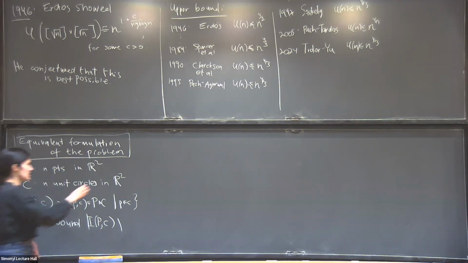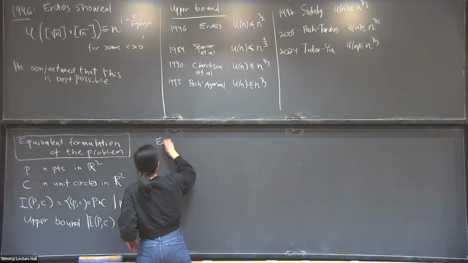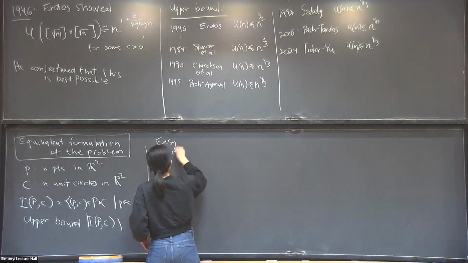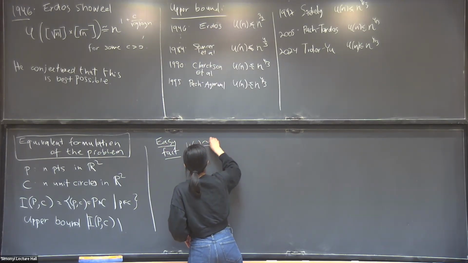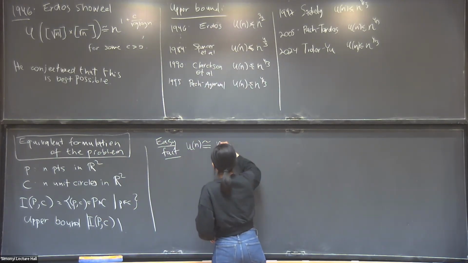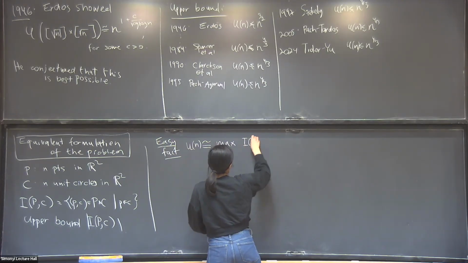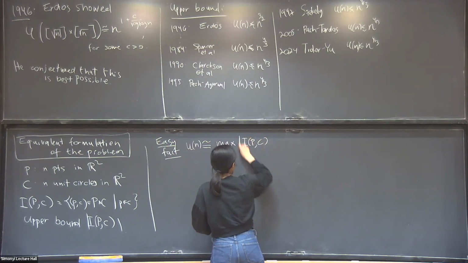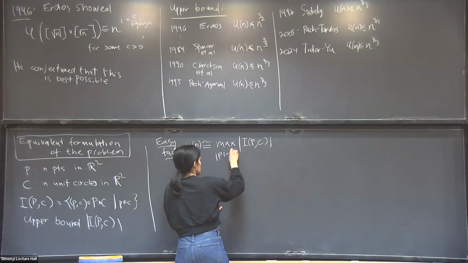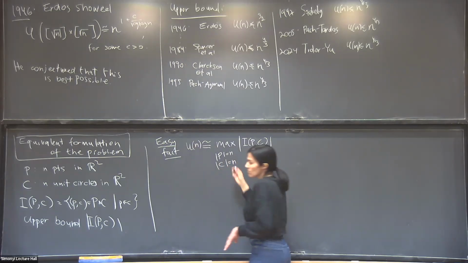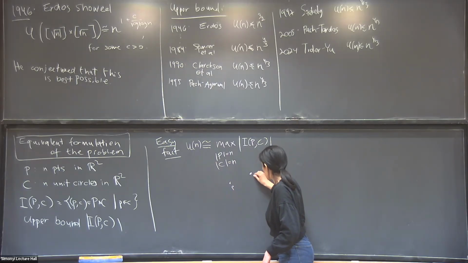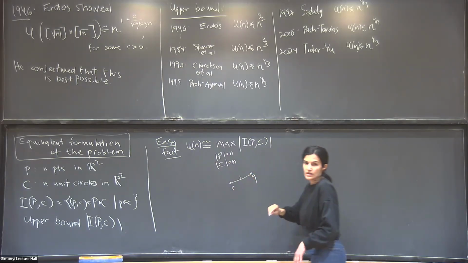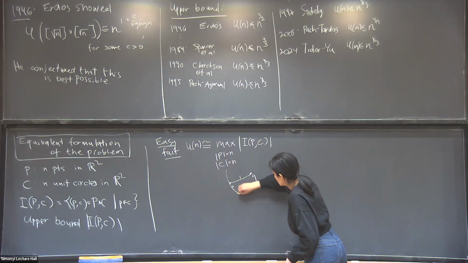It's an easy fact to see that this is equivalent to the unit distance problem, so u(n) is, up to a constant, the same as the maximum of I(P,C) over all sets of n points and n unit circles. We just need the simple fact that if we have 2 points P and Q with distance 1, then the point P lies on the unit circle centered at Q.